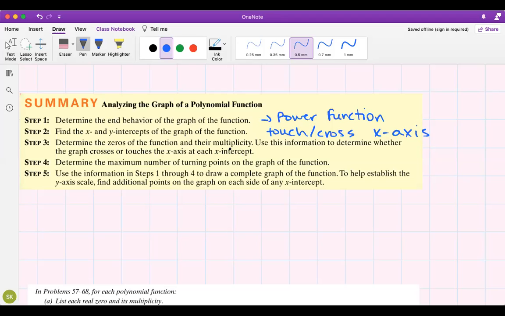So determine the zeros of the function and their multiplicity. Use this information to determine whether the graph crosses or touches the x-axis at each x-intercept. Since that's already written here, we don't need to write it again. Step 4 is you want to determine the maximum number of turning points on the graph. And then for step 5, you want to use the information in steps 1 through 4 to draw a complete graph of the function. And to help establish the y-axis scale, you want to find some additional points on the graph.